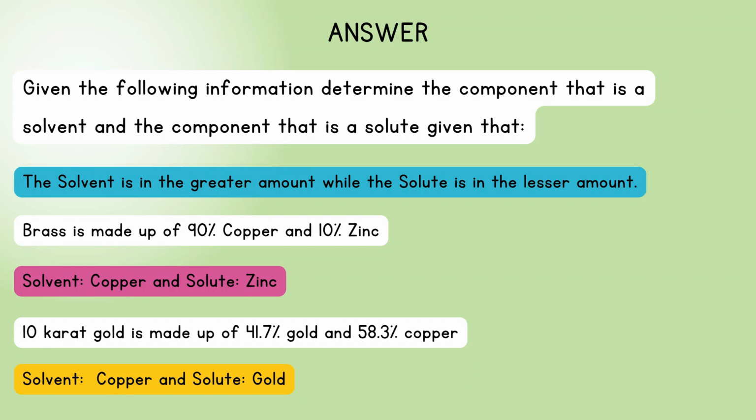Awesome sauce! So the solvent is in the greater amount while the solute is in the lesser amount. Therefore, for brass, the solvent will be copper and the solute would be zinc, while for 10 karat gold, the solvent would be copper and the solute would be gold.